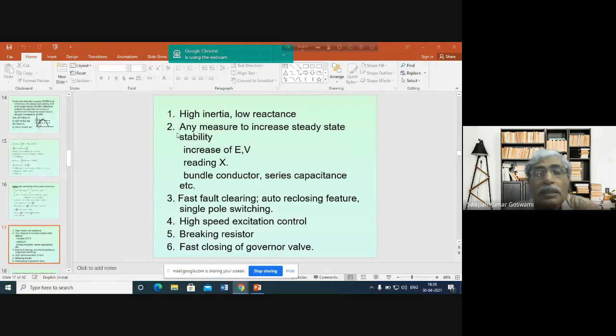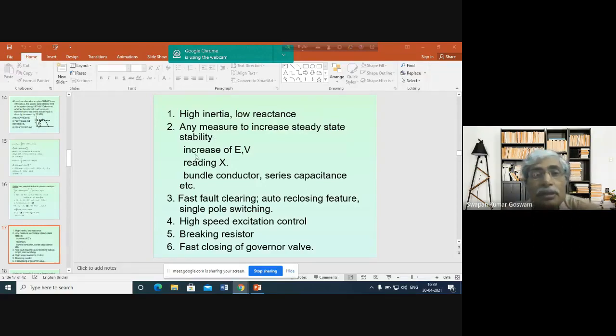Okay. Then we have started this. We simply mentioned this, but did not discuss all these things. Any measure to increase steady state stability, that also will increase the transient stability. So now you have to see how steady state stability may be improved. So anything you do that will increase the steady state stability will improve the transient stability as well. So let us first see which methods will improve the steady state stability, and then how the same method may improve the transient stability of the system as well.